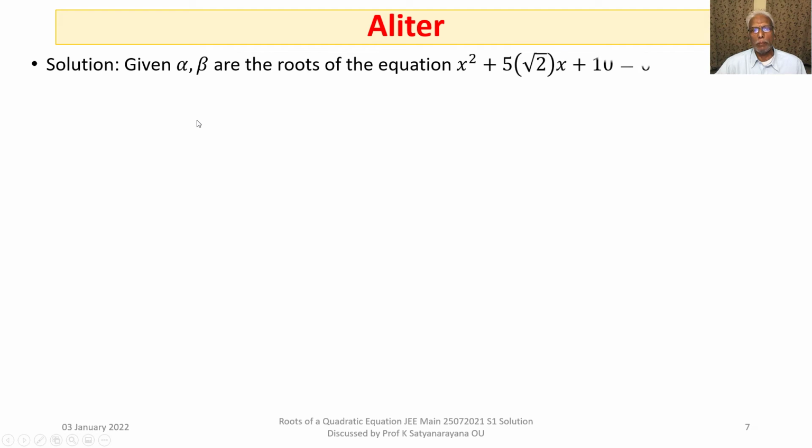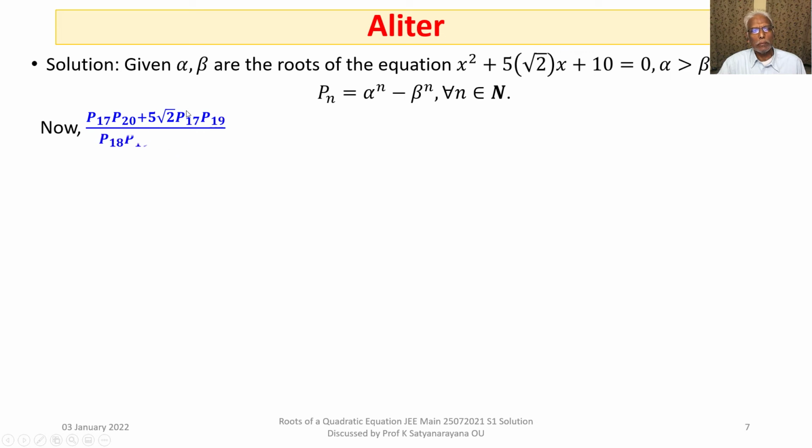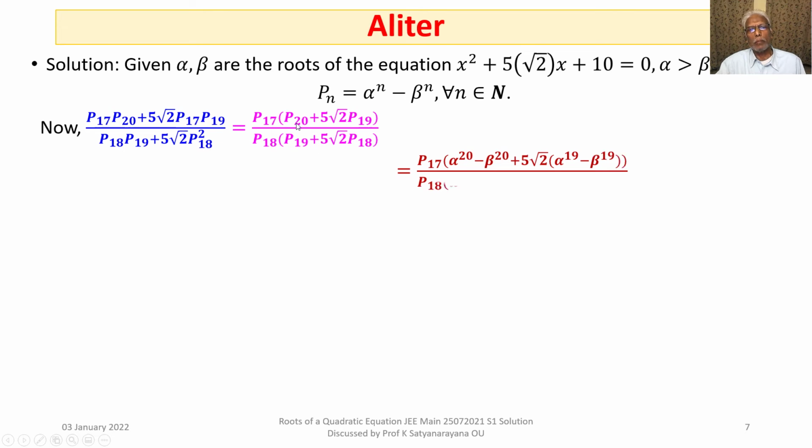We are given that alpha, beta are the roots of this quadratic equation. Alpha is greater than beta. Neither of these alpha, beta is 0. And Pn is equal to alpha power n minus beta power n for all n belongs to N. Now take the quotient, and as before, take P17 common in the numerator, P18 common in the denominator, and write down for P20 alpha power 20 minus beta power 20, for P19 alpha power 19 minus beta power 19, and so also in the denominator for P19 and P18.